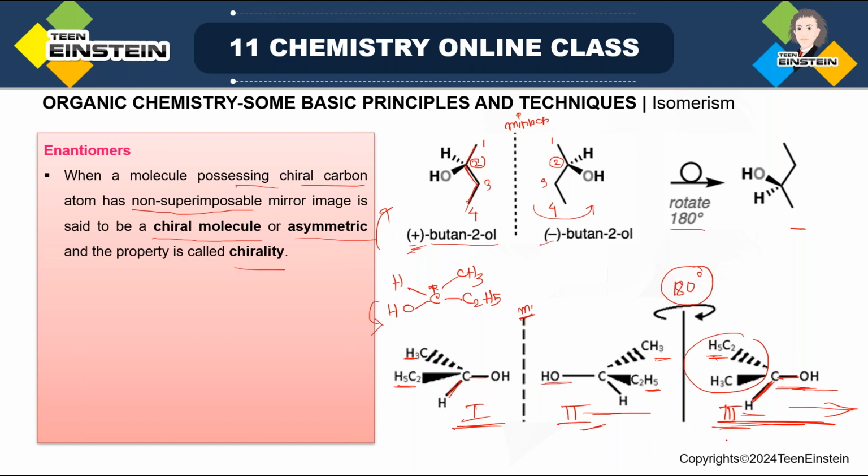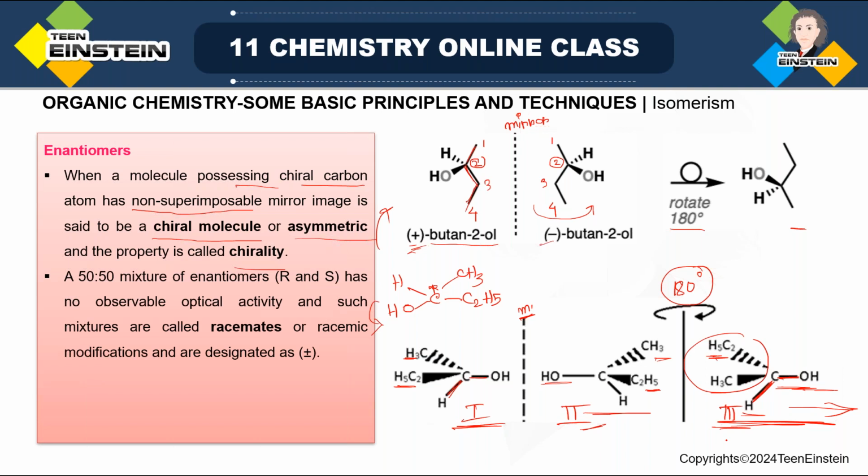So in this way, we can understand whether the mirror image is superimposable or not: you can check it by rotating the mirror image molecule 180 degrees. Now, a 50-50 mixture of enantiomers. When I am saying enantiomers, basically what I am trying to say is that these two mirror images are mirror images of each other, that is, this molecule and 2. So 1 and 2, these two are mirror images of each other. So one molecule will be R, another one will be S. Remember, it is possible only when there is one chiral center.